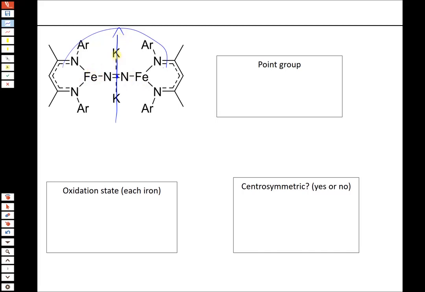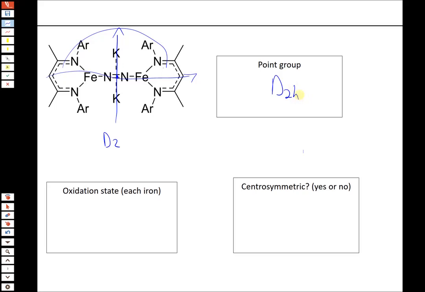And the other one that goes horizontally as well. So you only have to find one of those two perpendicular C2s, identify that this is going to be a dihedral point group D2. And again, there are reflection planes that are perpendicular to each of these rotation axes, horizontal and vertical and perpendicular axis. So that makes it a D2h point group.